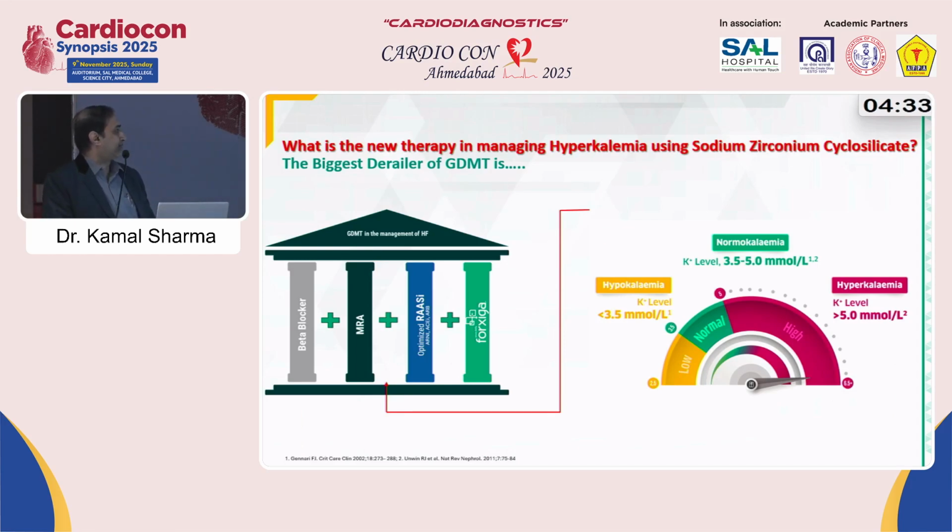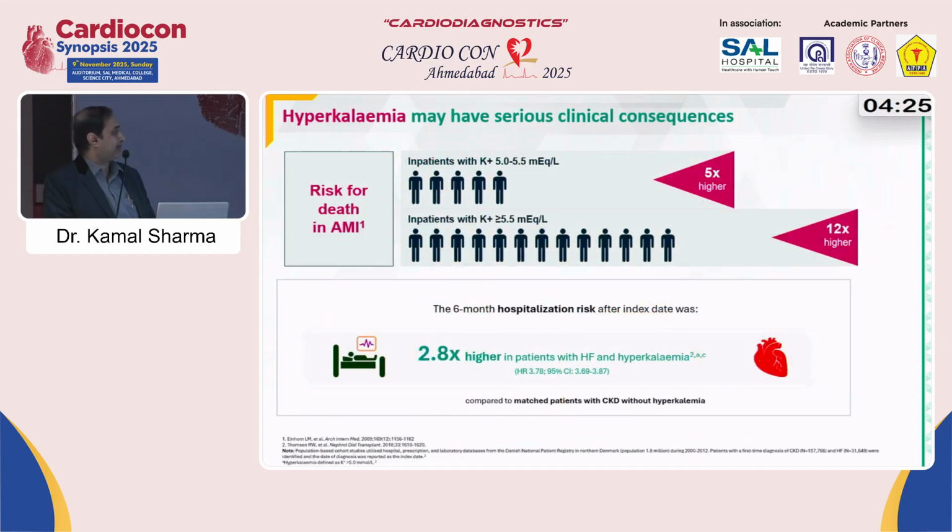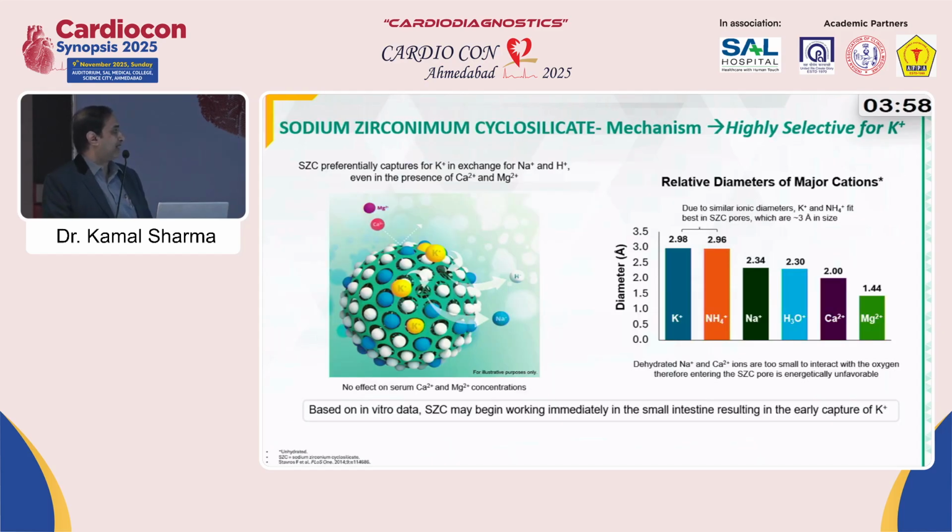So what is the new therapy that's coming in? Beta blocker, MRA, optimized RAS, and SGLT2 we have given. I think this slide was already shown by Jayesh Bhai. The problem is hyperkalemia. And what is the risk once you get hyperkalemia? Irrespective of arrhythmia caused by hyperkalemia, the potassium-related mortality from non-arrhythmogenic causes, including death in myocardial infarction, is 12 times higher if potassium is 5.5 plus. Also, the 6-month hospitalization risk is 2.5 times higher if the patient has hyperkalemia. This is compared to matched patients with CKD without hyperkalemia.